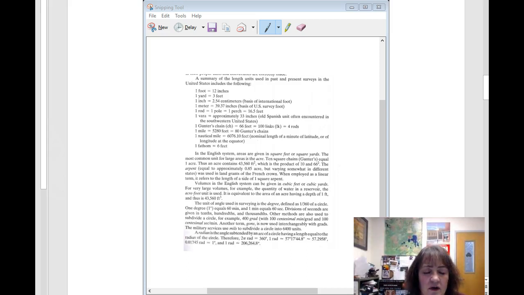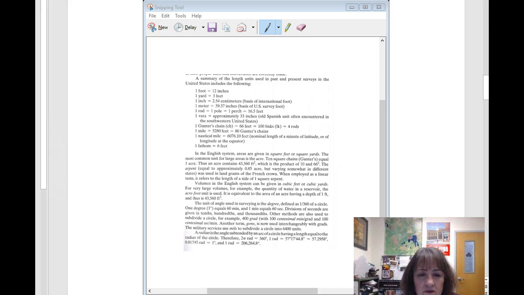The next unit down, we have a rod, a pole, a perch. A rod, pole, perch are the same physical measurement, 16.5 feet. If you take 16.5 and multiply it by 4, you find that number is 66 feet. Now, if you recall, a Gunter's chain is 66 feet long. So when we talk about chaining distances, a rod or a pole or perch is 1/4 of a chain.